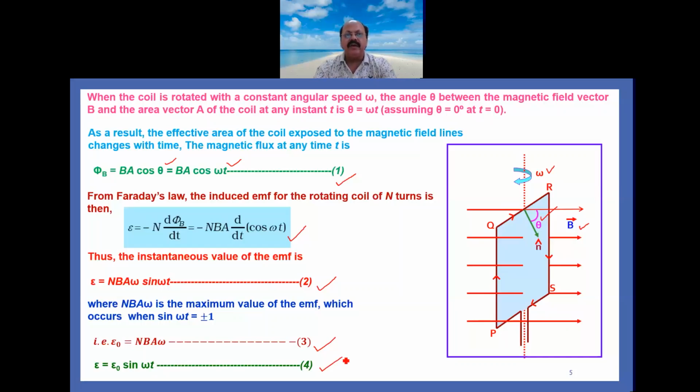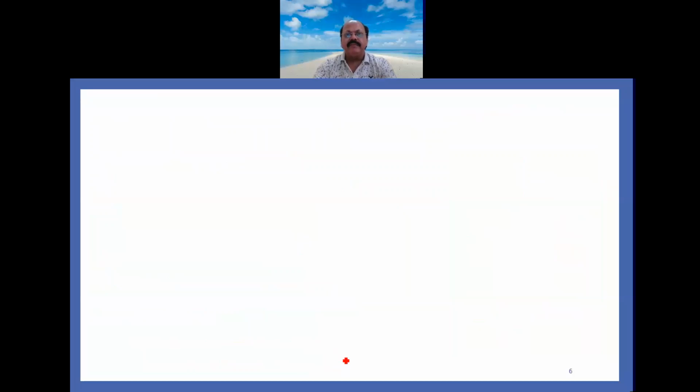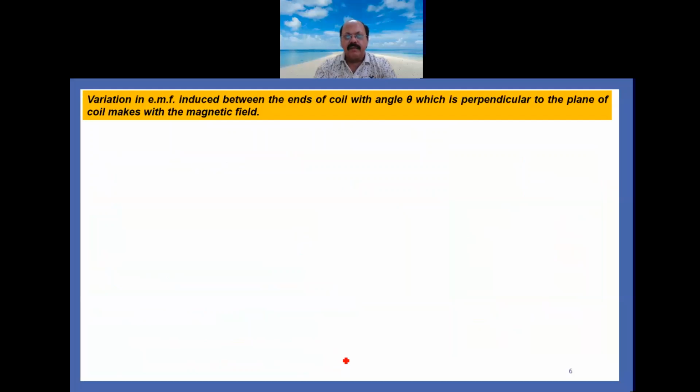So due to the rotation of the coil in the magnetic field, the mechanical energy gets converted into electrical energy, that is, an alternating induced EMF is developed. Hence an alternating induced current is developed. How the variation of induced EMF between the ends of the coil with the angle theta, which the perpendicular to the plane of the coil makes with the magnetic field, takes place, you can understand here.